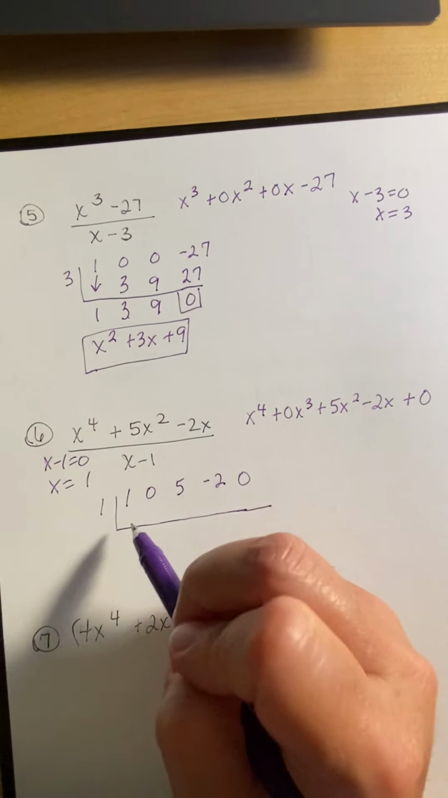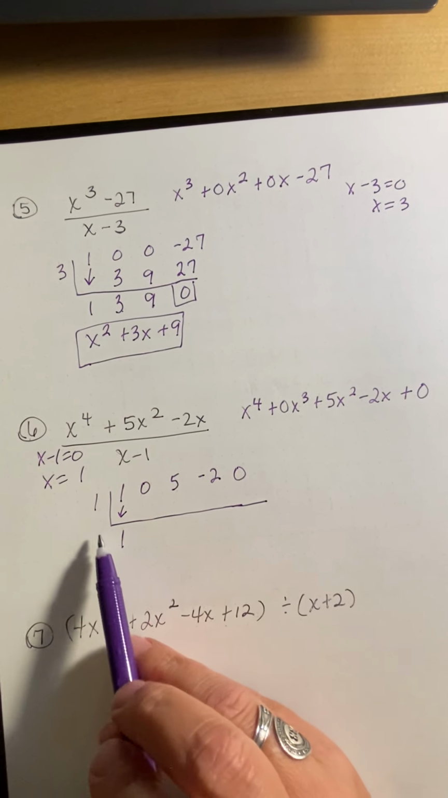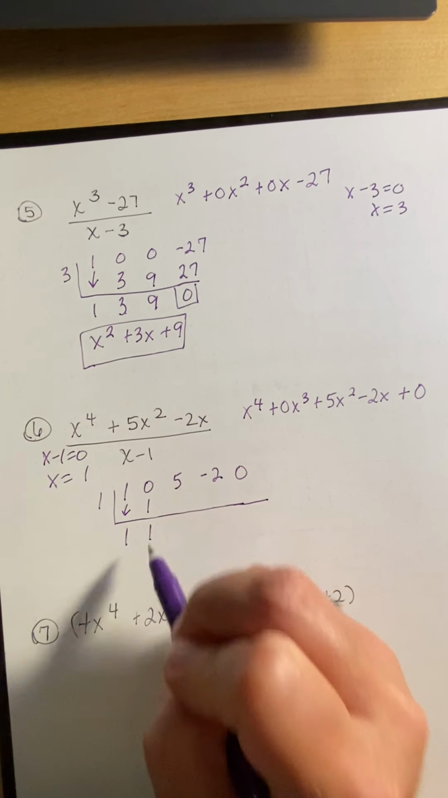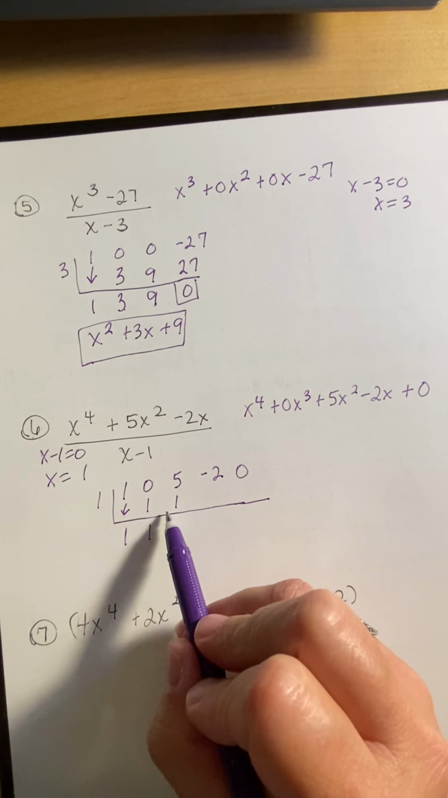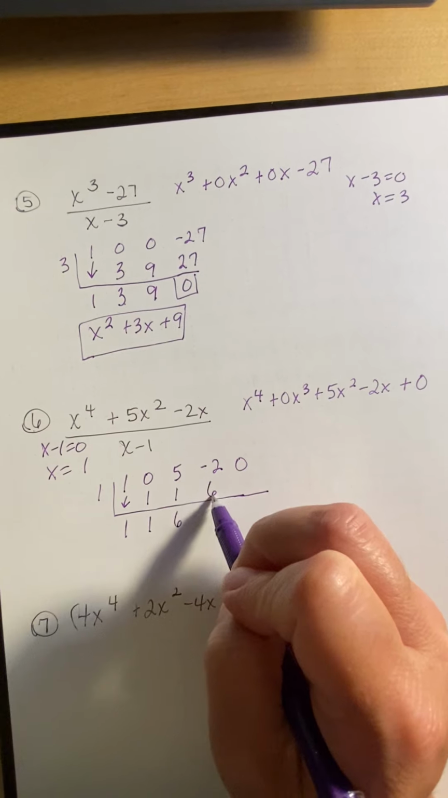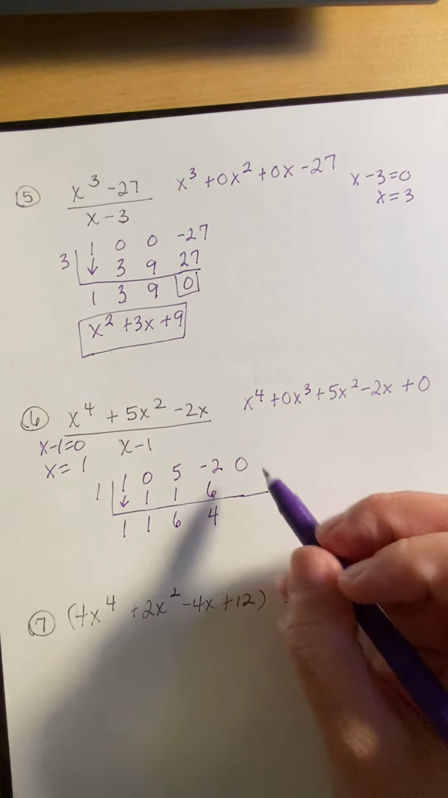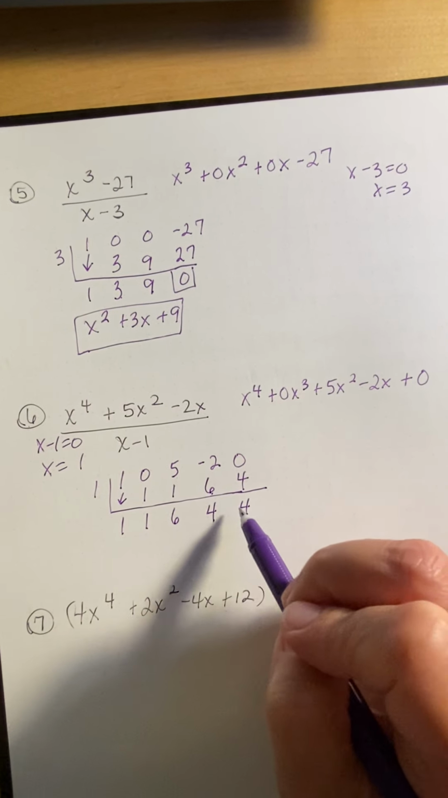Bring your first number down. Multiply when you're below the line. 1 times 1 is 1. And 0 plus 1 is 1. 1 times 1 is 1. And 5 plus 1 is 6. 6 times 1 is 6. Negative 2 plus 6 is 4. And 4 times 1 is 4. And 0 plus 4 is 4.